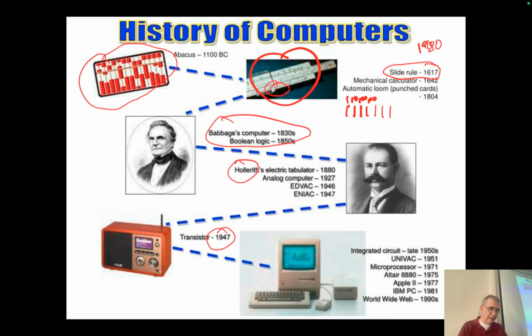And after the invention of the transistor, the first integrated circuits, multiple transistors in one package on one silicon chip, were made in the 1950s, and in 1971 came the first microprocessor, the Intel 4004. Then home computers, Apple II, IBM PC, and the start of the web. So that's how things moved.